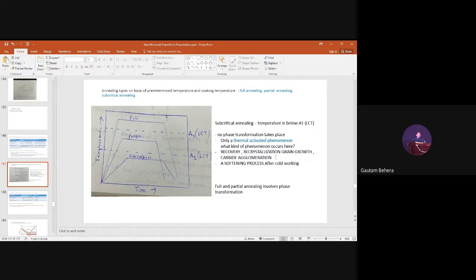Let me see how many of you can explain. If cementite becomes spherical or agglomerated in form, how does it bring softness in a material? Sir, the surface area of carbides can be minimized by the spherical shape. So there is less hindrance to dislocation, or it may produce less obstacle to dislocation motion. Okay.